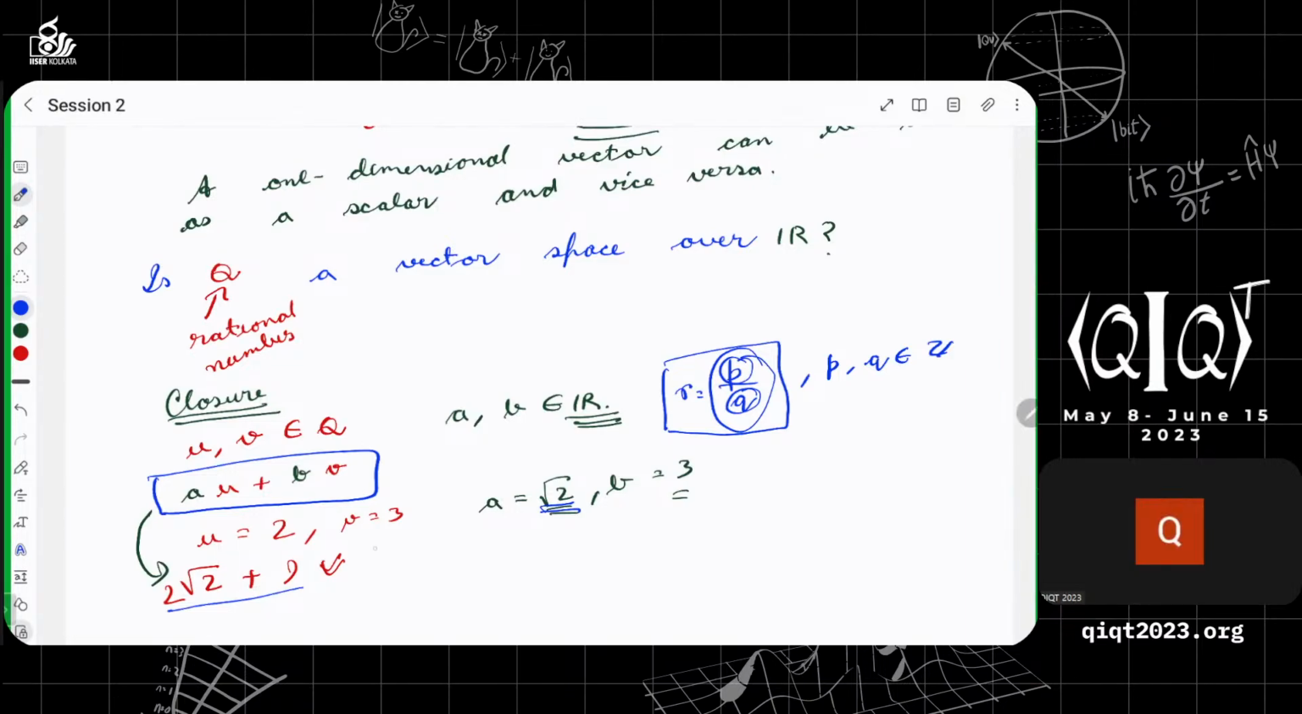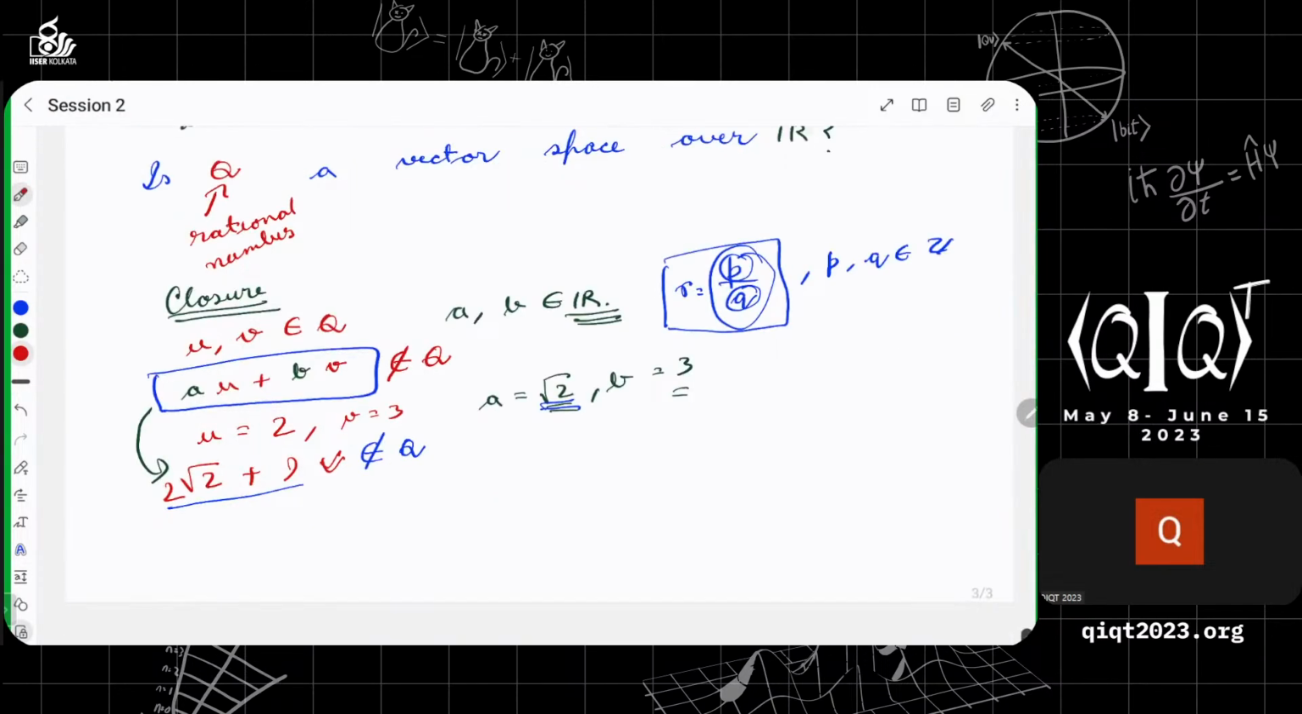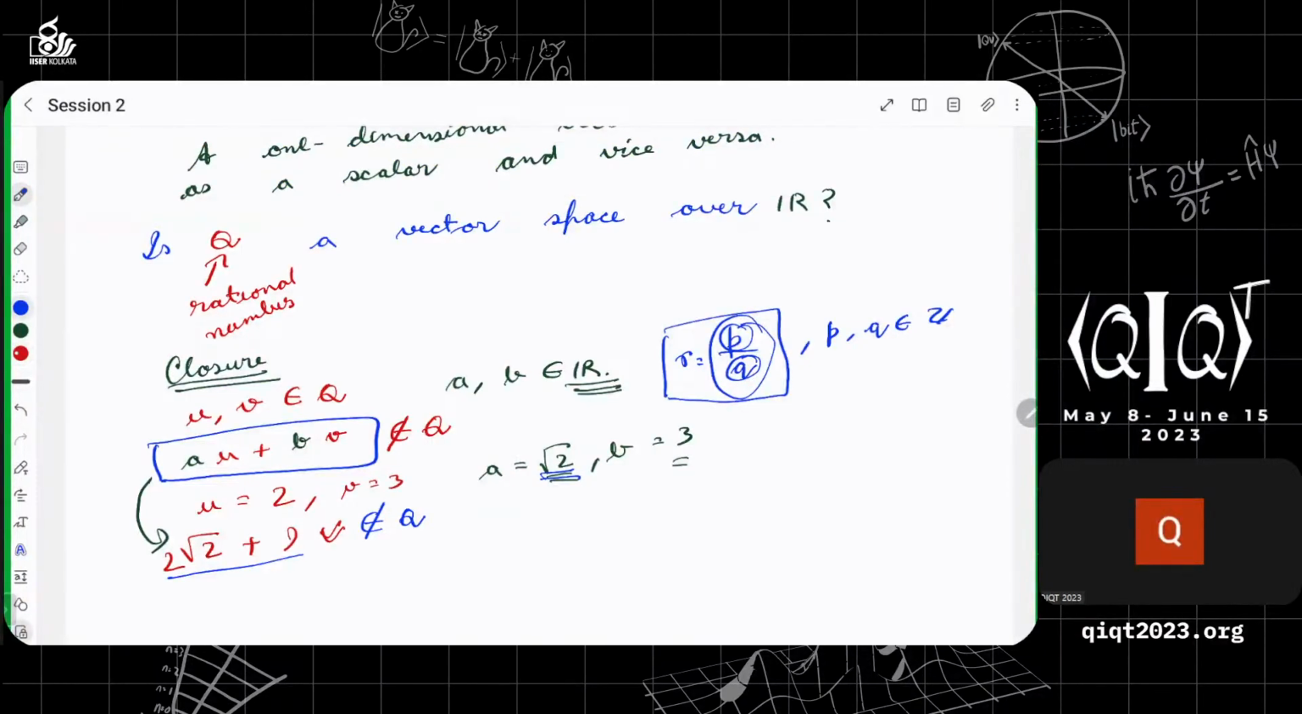No, it's not. So this does not belong to Q. And in general, au plus bv will not belong to the set of rational numbers. So since the closure condition is violated, the closure under linear combination is violated, so the answer to this question is no.